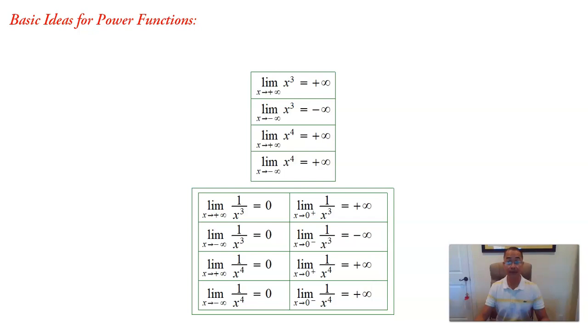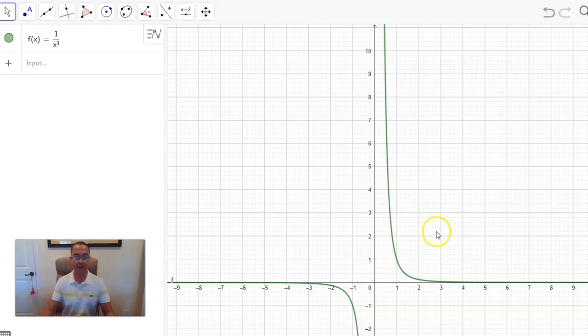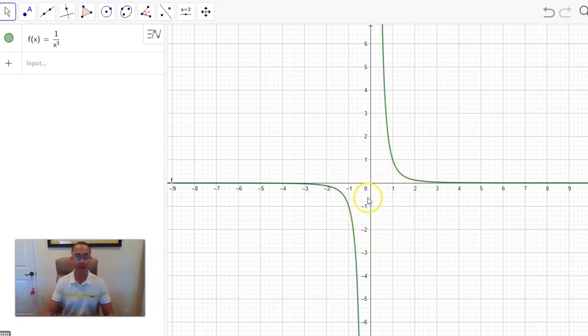So let's go back to GeoGebra and see if our answers are correct. Let me scoot out of the way there. We have 1 over x cubed this time and 1 over x to the fourth. So let's put 1 over x cubed here, and we'll delete this. There we go. Ooh, so a very different kind of graph. Right over here, we can already see that our answers are correct as x approaches 0 from the right and from the left.